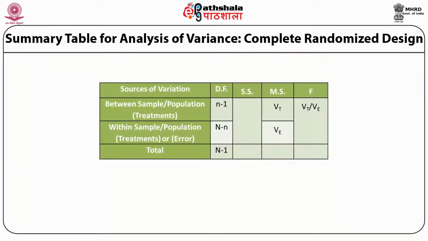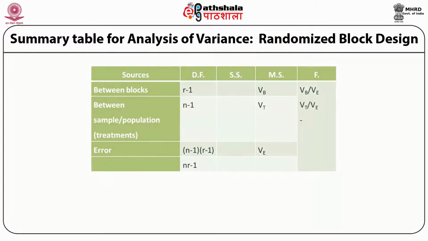Next is the table of analysis of variance for a completely randomized design, and in this you can see that F is equal to VT upon VE. Next is the summary table for the analysis of variance for a randomized block design, and in this randomized block design F for population is VB upon VE and for block it is VT upon VE.